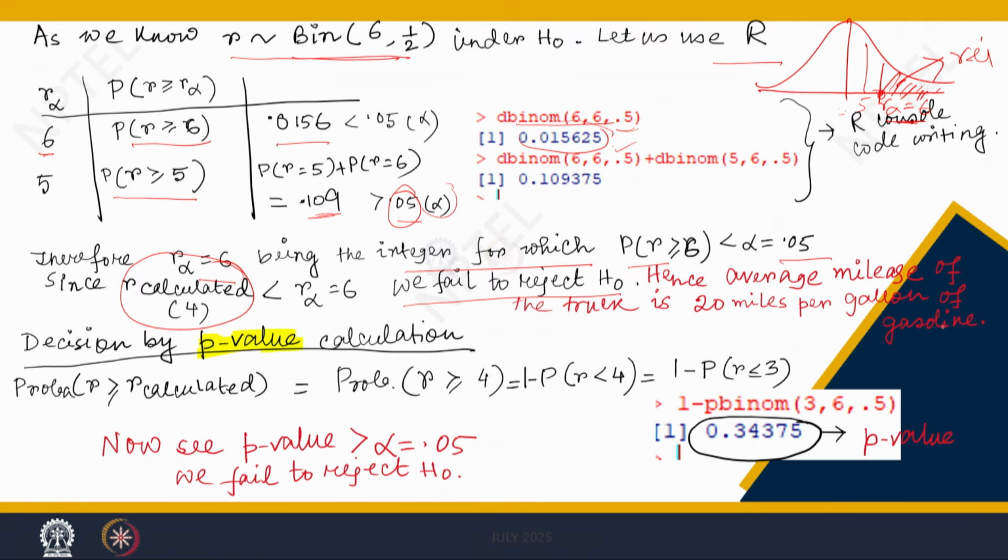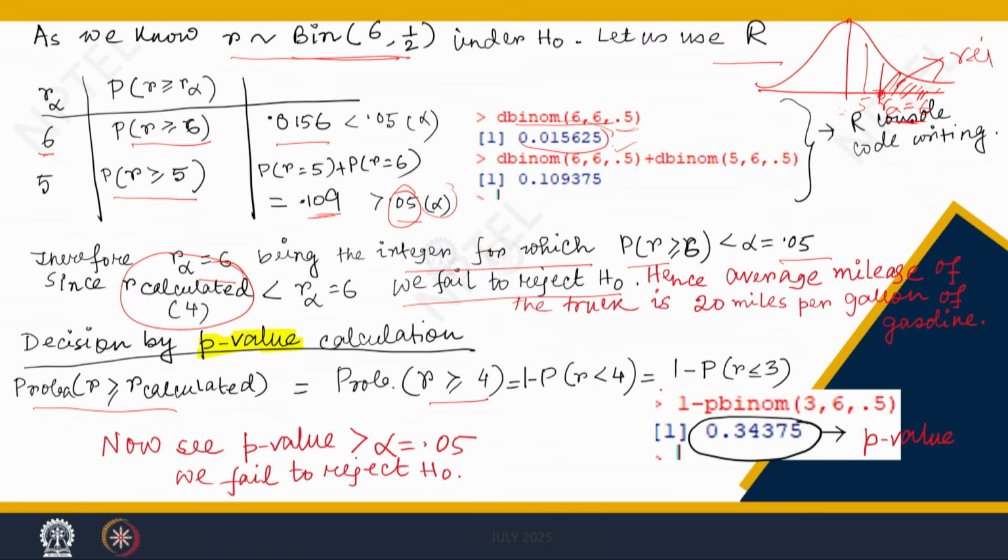So, that will be your final conclusion. The same problem you can achieve by p value calculation. So, what you need to calculate when you are dealing with p value? Probability R greater than or equal to R calculated. So, R calculated you have found as 4, R greater than or equal to 4.